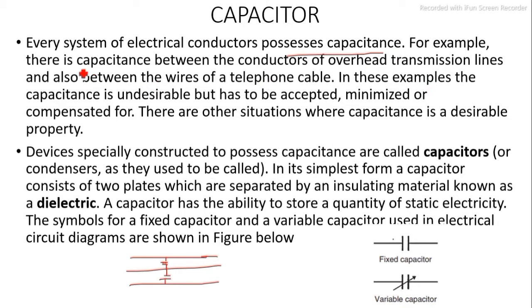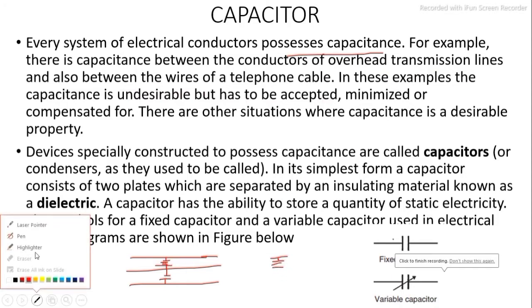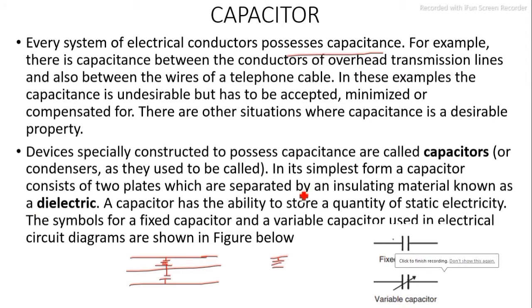So for example, there's a capacitance between the conductors of an overhead transmission line, and also between the wires of a telephone cable. So your telephone cable too, there are standing wires and so on. There's capacitance between them. In the case of a transmission line, this capacitance is undesirable. We don't need it, but we have to accept it because there's nothing we can do about it. But we have to minimize it and compensate for it. There are other situations whereby this capacitance is a desirable property. In some cases, it is desirable. Devices specially constructed to possess capacitance are called capacitors.